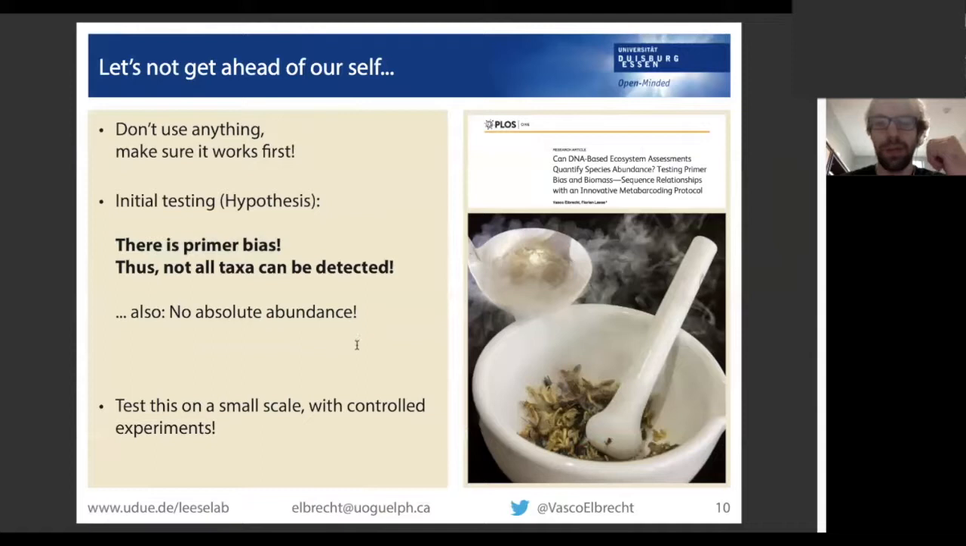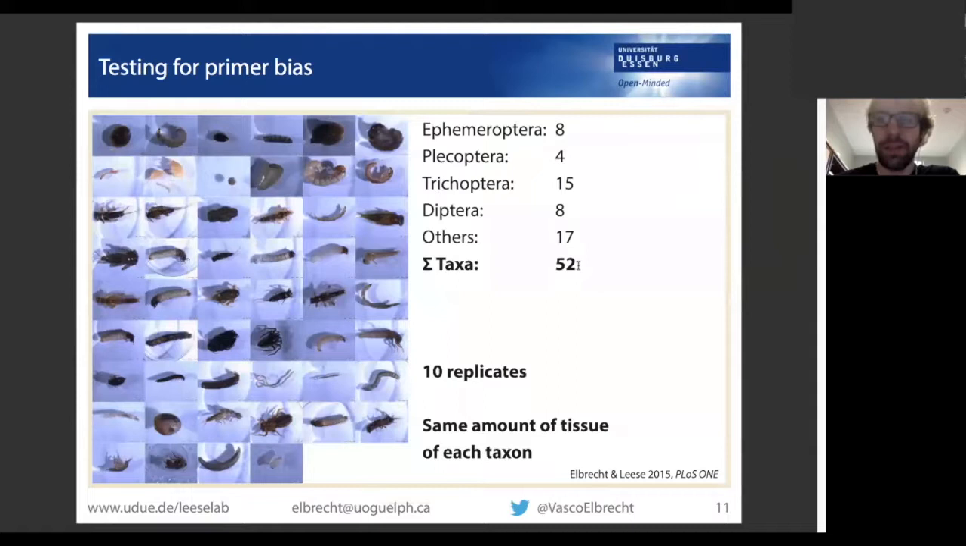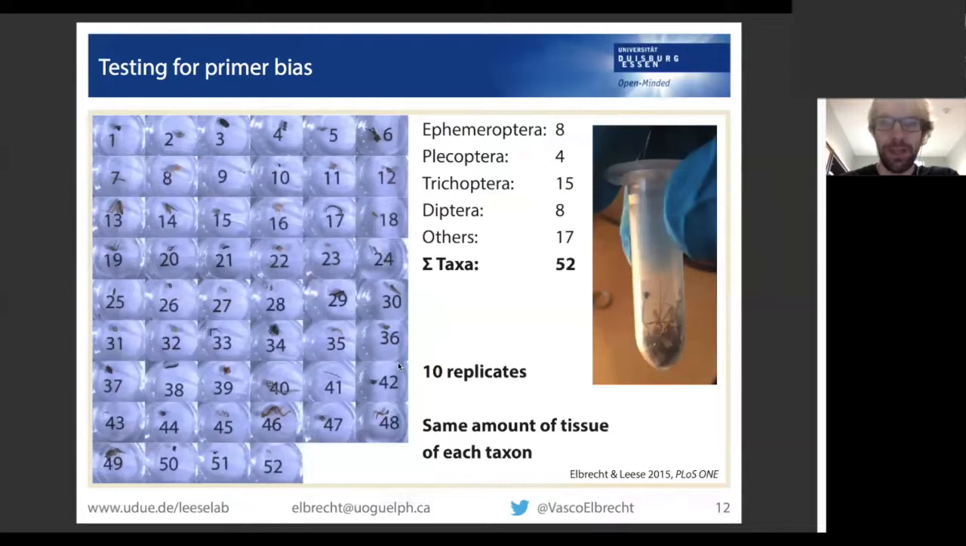So I started testing this with controlled experiments. What I took was basically 52 EPT taxa, and took from each a small bit of tissue, roughly the same amount for each taxon, and did this with 10 different specimens for each taxon. So I end up with 10 mock communities, each containing 52 assessment-relevant taxa with the same amount of tissue in it.